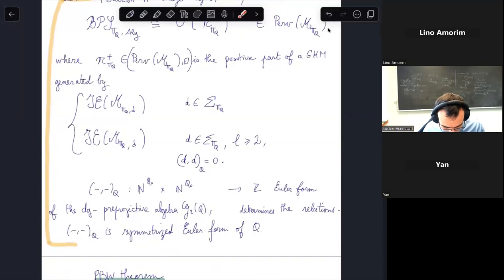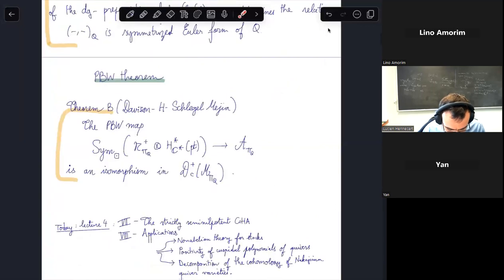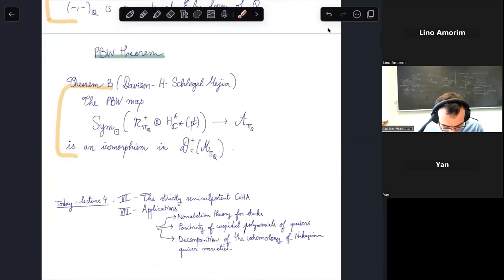Okay, and the second main theorem, that's not going to play any role today, is the PBW theorem. BPS algebra was something smaller than the full cohomological Hall algebra. But still, we can get a grasp on this full CoHa via this isomorphism between some symmetric power of some constructible complex and this cohomological Hall algebra.